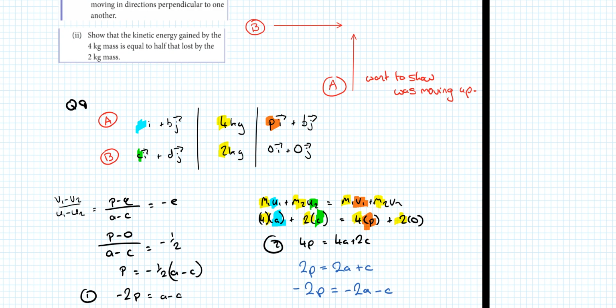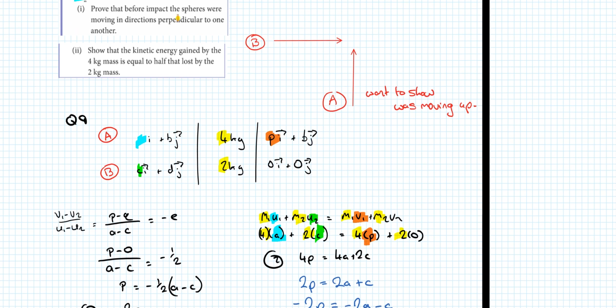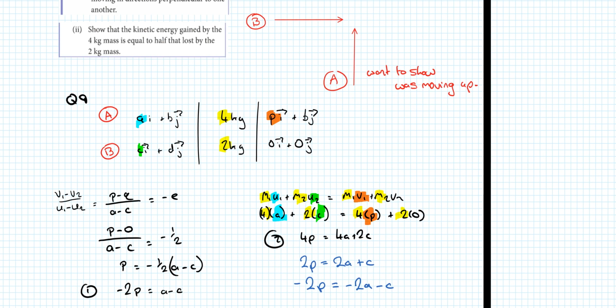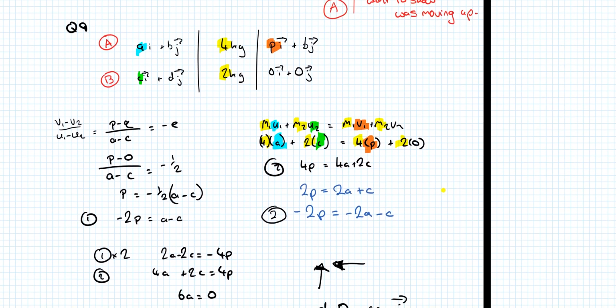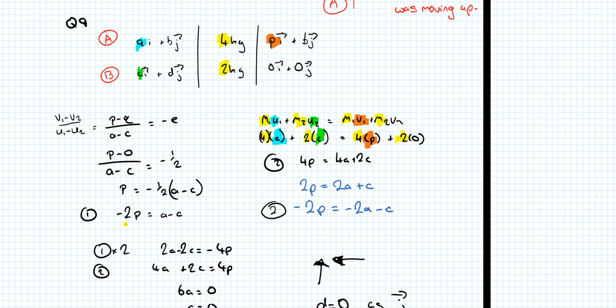And now remember, keep an eye on the prize. What did I want to show? I want to prove that before the impact, the spheres were moving in directions that were perpendicular to one another. So this should have been an a there. Okay, so we've got 2 equations then with 3 unknowns, but there might be something quite nice about all of these unknowns. If we multiply equation 1 by 2, look what happens.